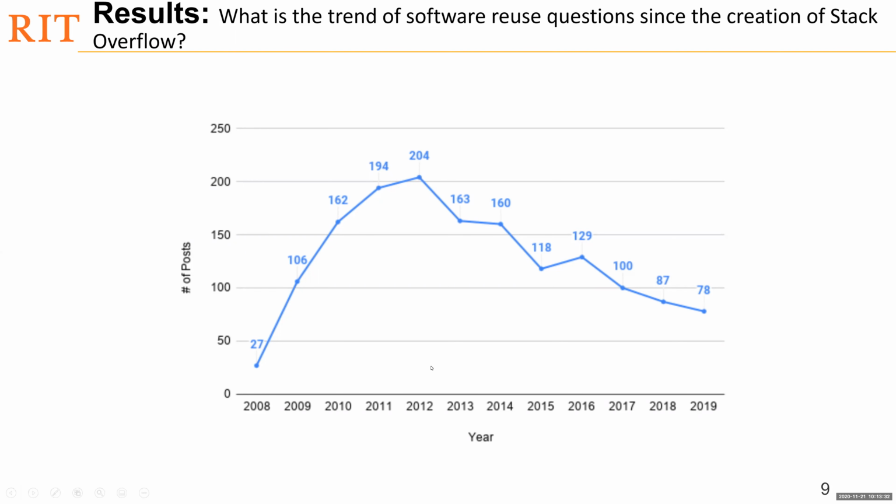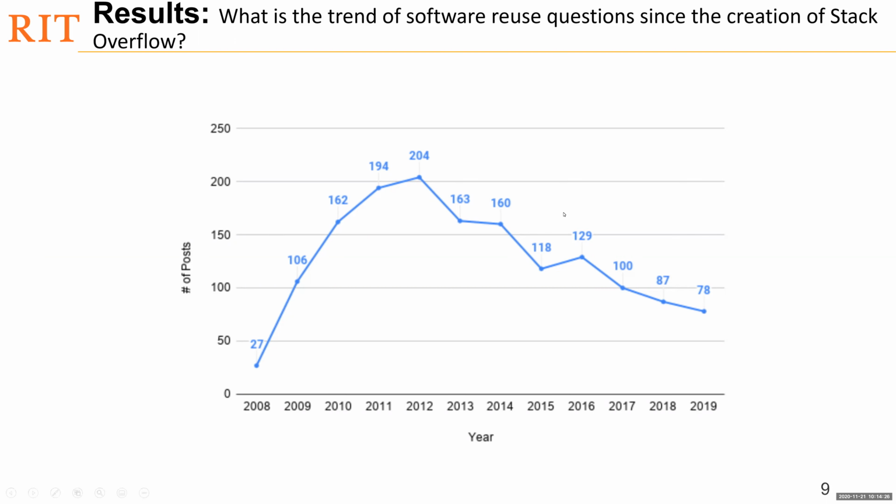So this figure shows the temporal trend regarding the number of posts for each year. As can be seen, there is an increasing trend from 2008 to its peak in 2012. From there until 2019, when the data was collected, there has been a decrease in the number of posts, with the exception of 2016, which had more posts than the previous year. This trend suggests that due to the wide adoption of code reuse and how it's more and more taught as a fundamental programming practice, developers don't need much help to achieve software reuse as compared with the other aspects of software engineering.